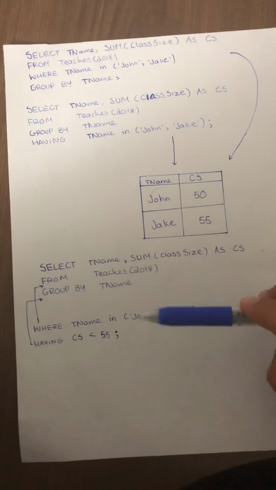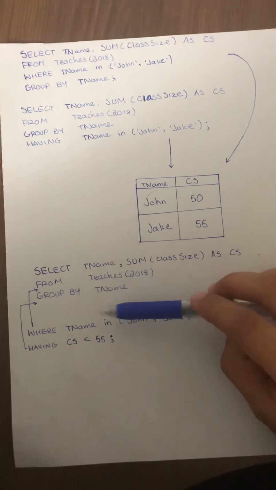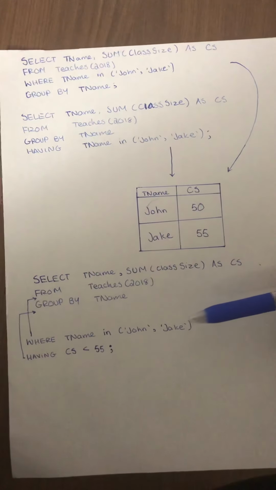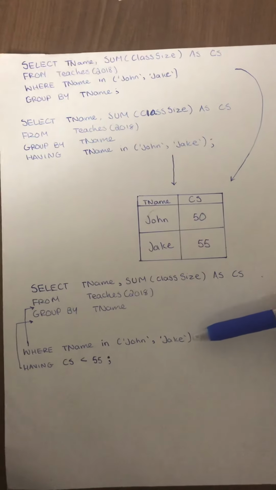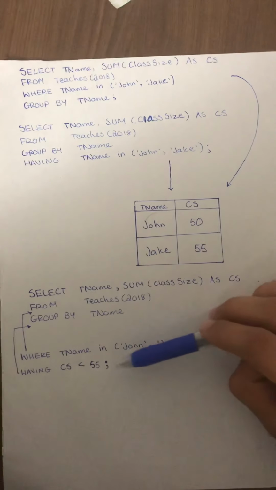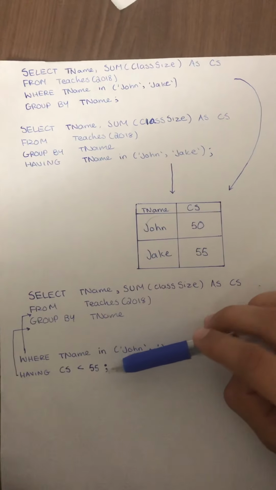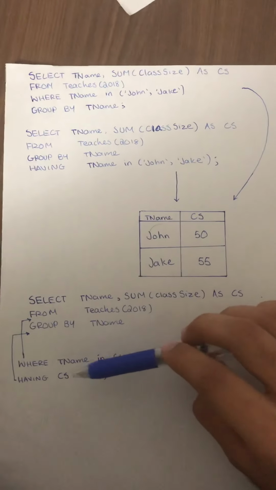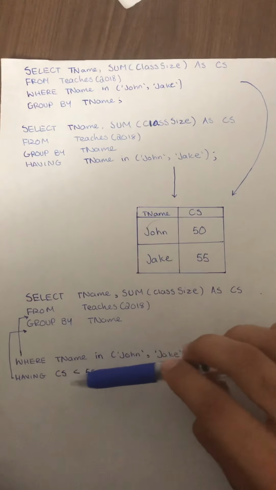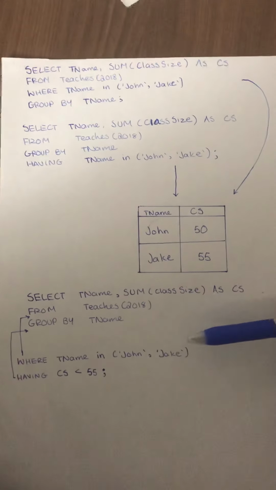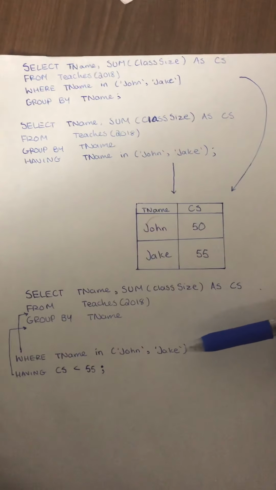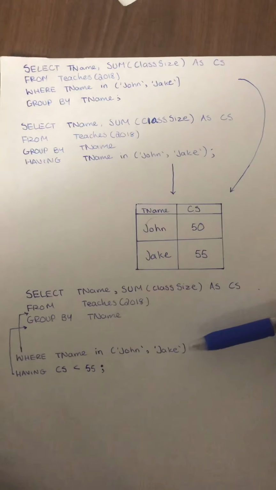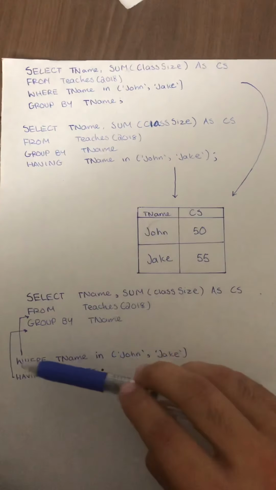And over here, we can see that we can use where and having in one big SQL query. The only difference is that we're using having to implement the aggregate function sum, so that we can have CS, the class size, less than 55, and the where clause over here is only filtering these attributes. So that's basically the use of the where clause.